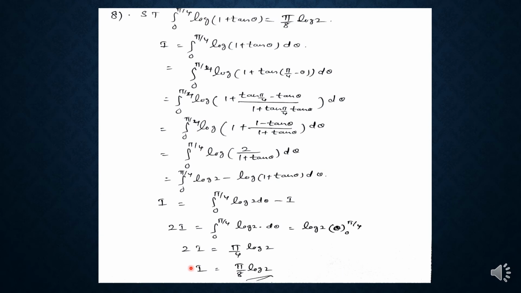So this is the solution. Next problem. Show that integral 0 to pi by 4 log of 1 plus tan theta is equal to pi by 8 log 2.